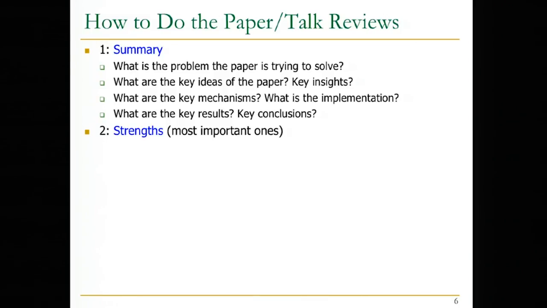Strengths, that's the second part. This is actually important. Now you're critically evaluating the paper. What's the strength of the paper? Well, the mechanism is really novel, right? The mechanism is really cute or insightful. That's a strength of the paper, right? Or the writing is really well. But usually the novelty, the mechanism, those strengths are more important than the other strengths like writing.